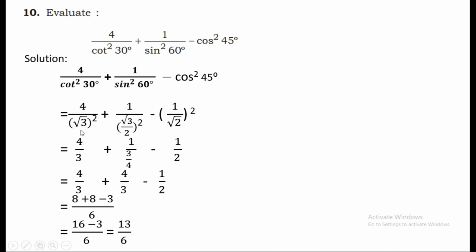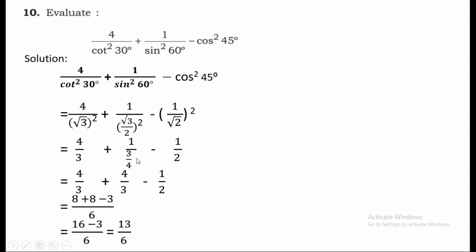That means root 3 into root 3 is 3 plus 1 by, again the numerator will square. So root 3 into root 3 is 3. 2 into 2 is 4 minus 1 square is 1. Root 2 square is 2. Root 2 into root 2 is 2. Then 4 by 3 plus. Here we have made some changes.